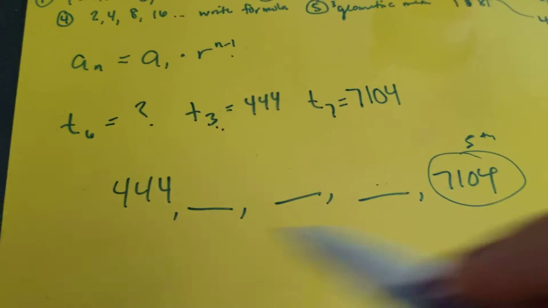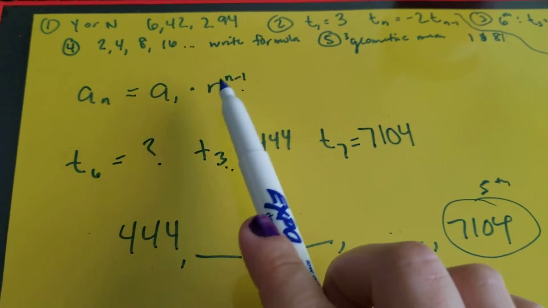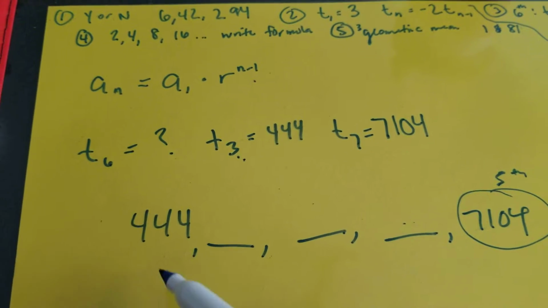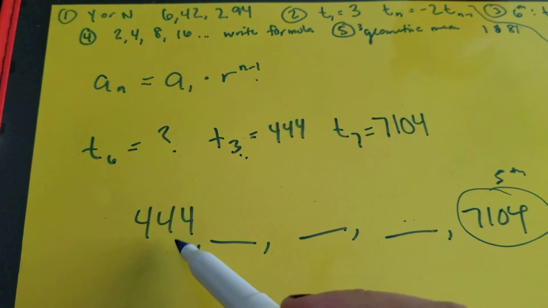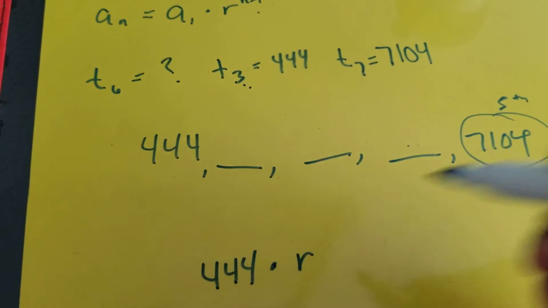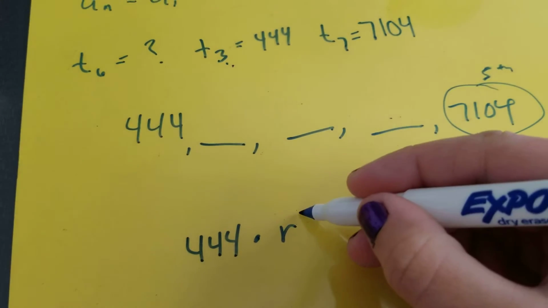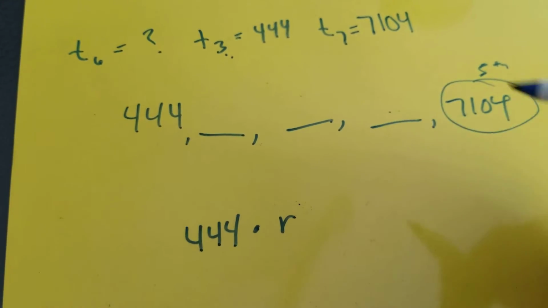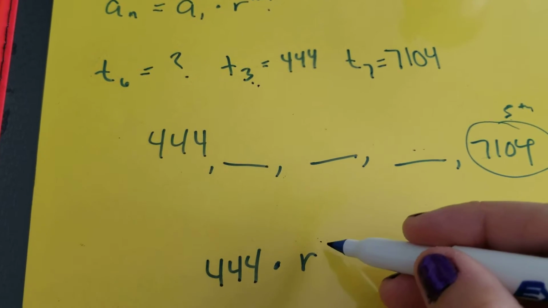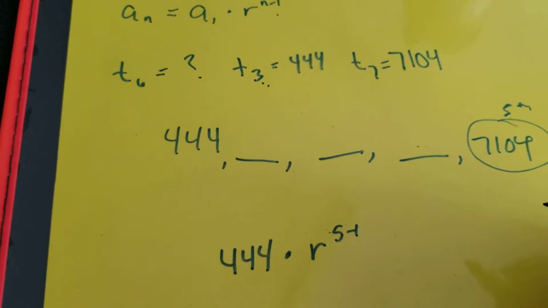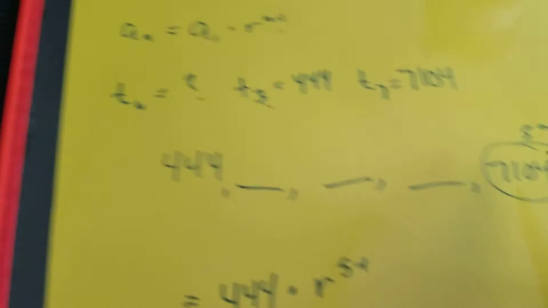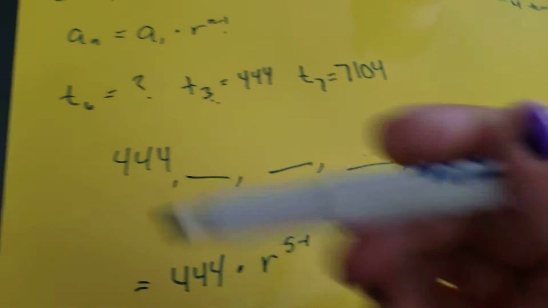So given that, I'm going to plug it into the formula so I can figure out the ratio. So the first term again is going to be 444. So 444 times the ratio, which is what we're solving for, to the n minus 1 power. N is going to be our fifth term. So we have 5 minus 1. And that's going to equal our nth term, which we already know is 7,104.